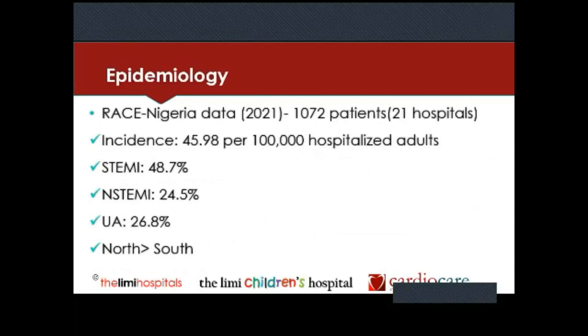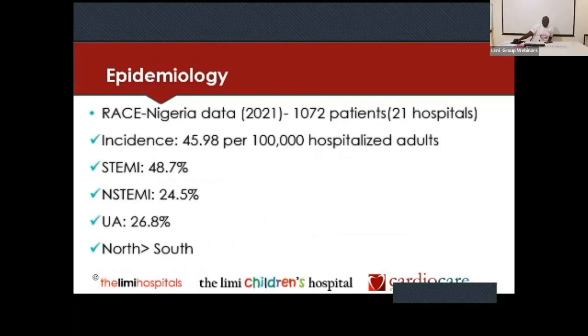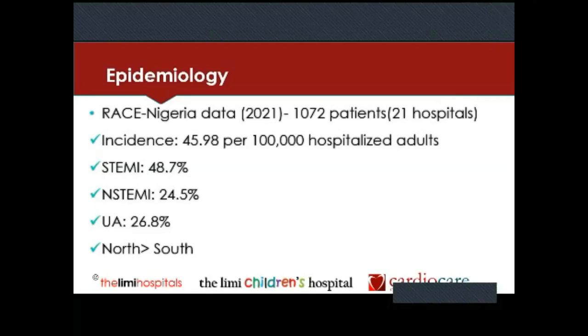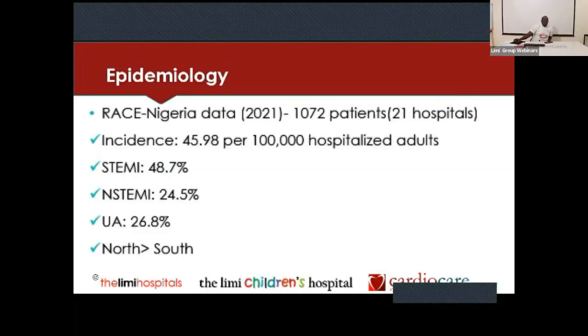And so, Dr. Edafe, you were part of the RACE study. Can you take us through some of the findings of the RACE study, sir? Hello, sir. Ask the question again, sorry. Yes, I said you were part of the RACE study, the Registry of Acute Coronary Events in Nigeria. Can you take us through some of the findings there?